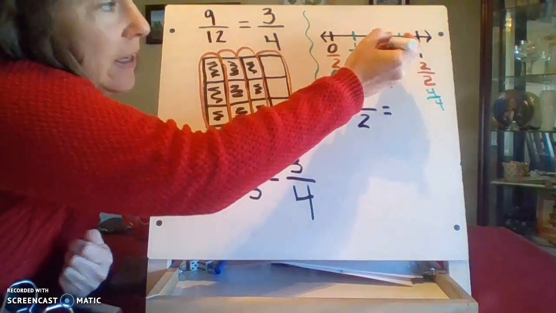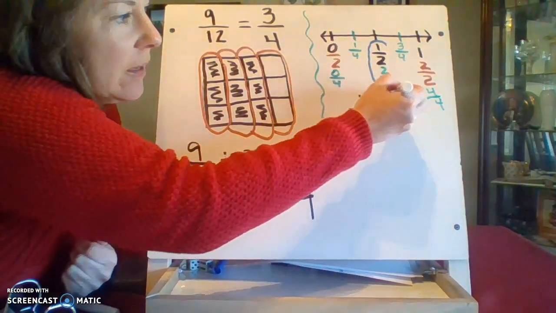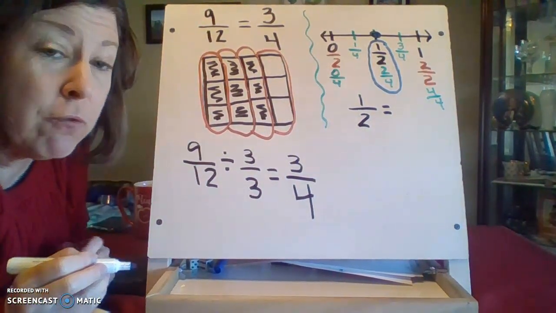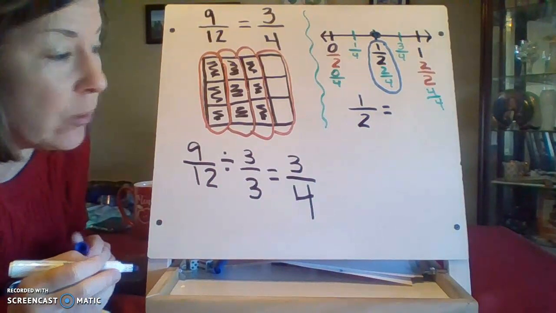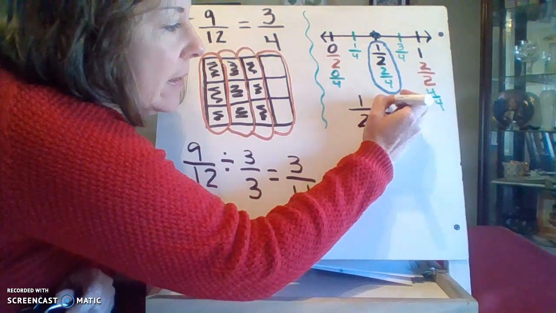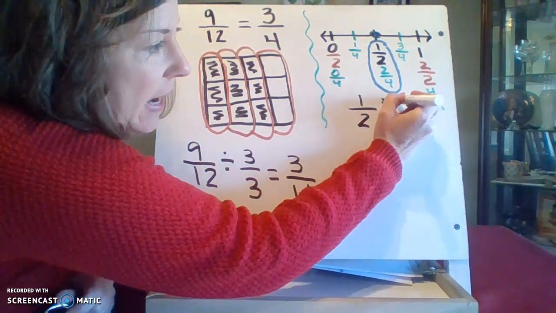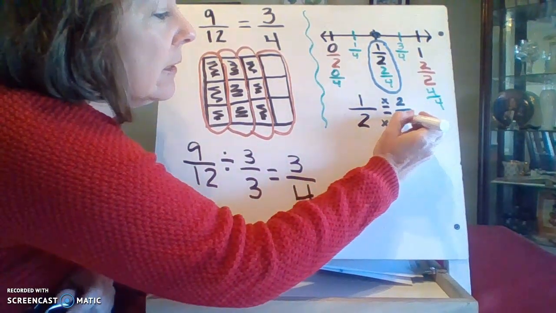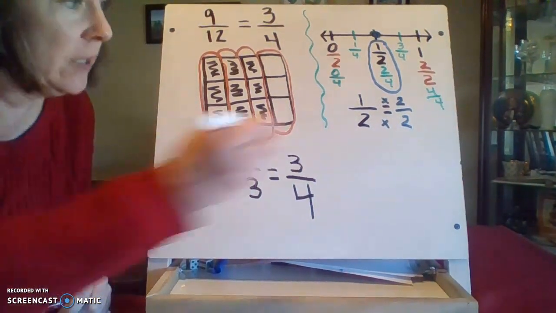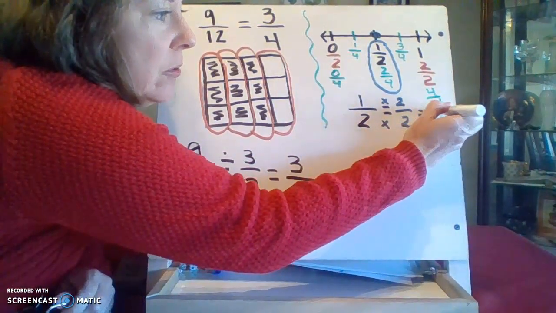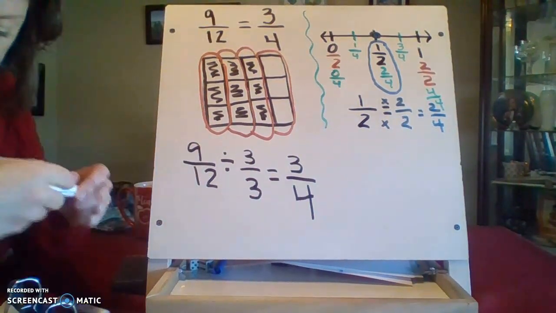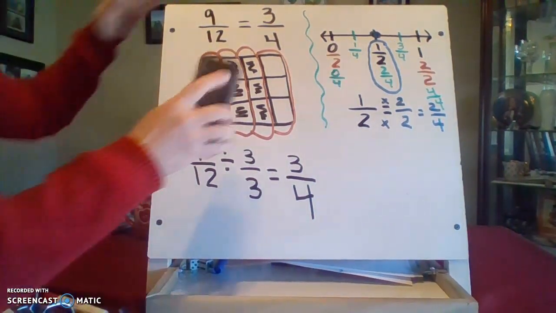So these are my equivalent fractions for 1/2 equaling 2/4. And like I said, what I did was I cut each piece two times smaller. So 1/2 is equal to 2/4. Let's try another example like that.